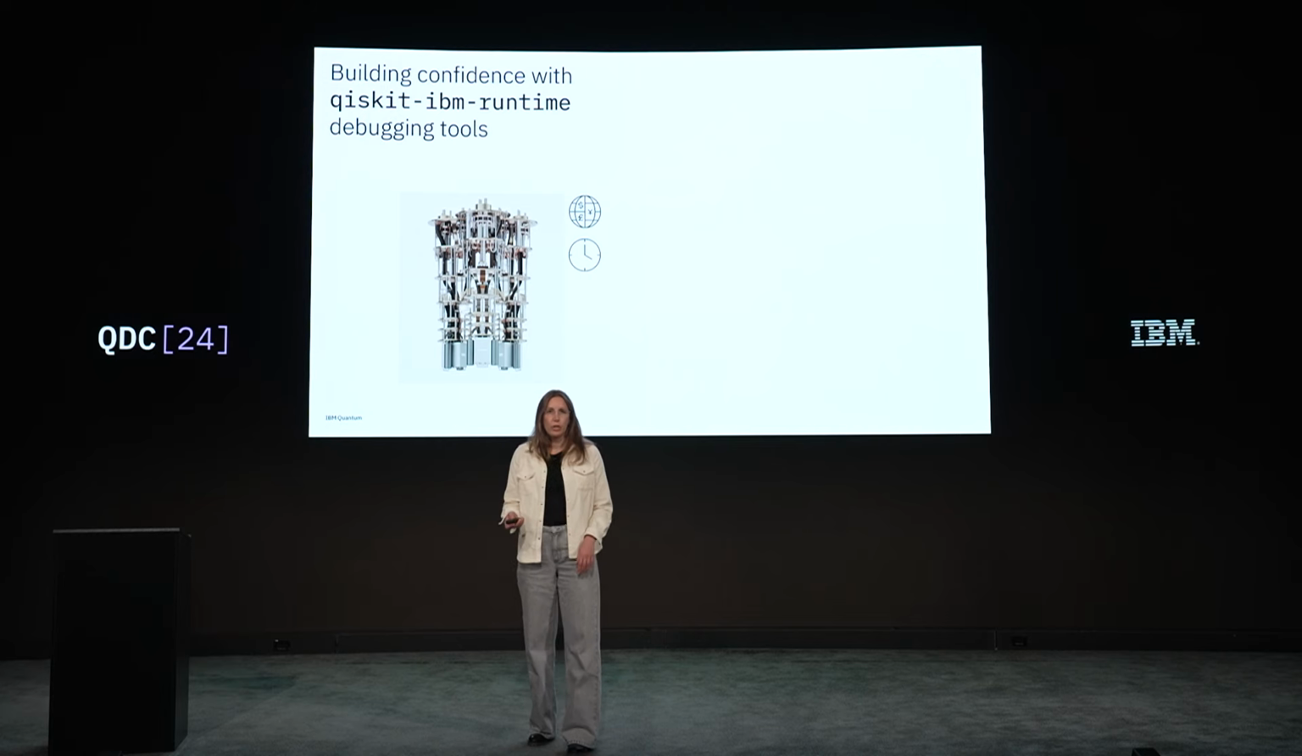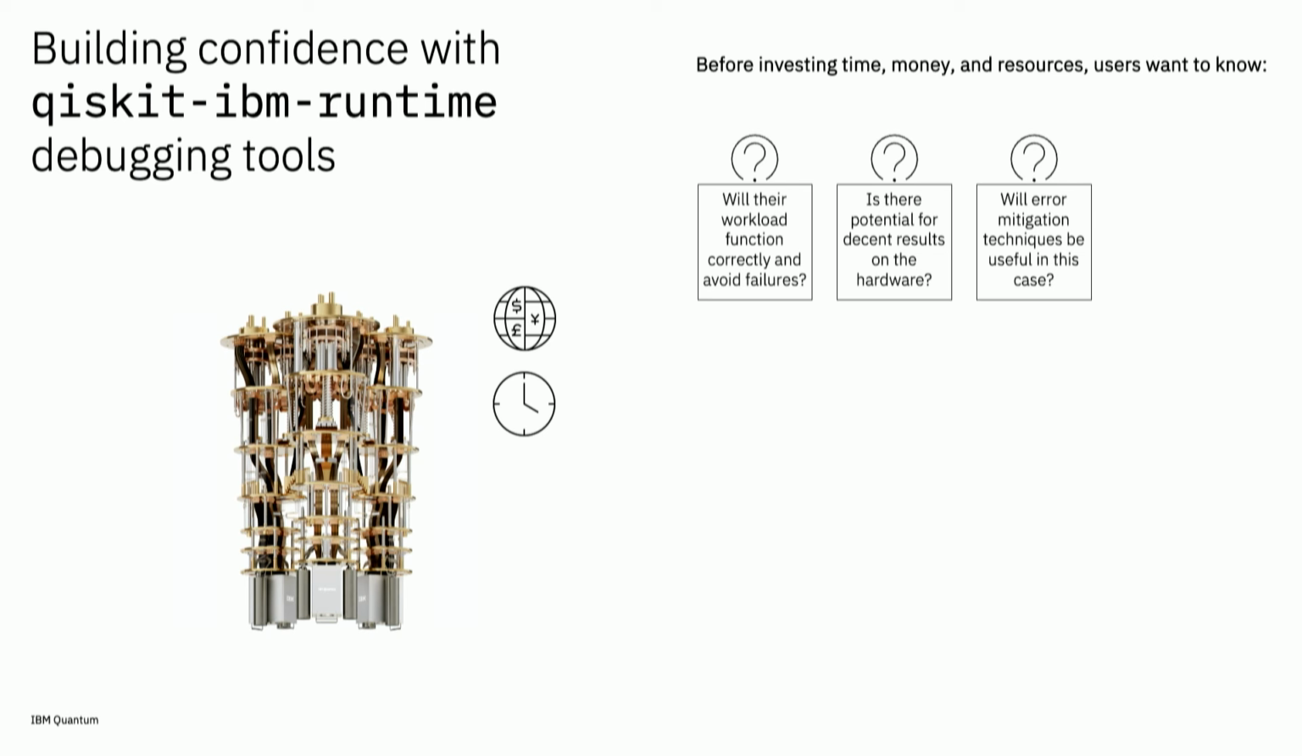So before sending your jobs to Qiskit runtime, you probably have many questions, and you don't want to spend time, money, and resources without knowing a few things. You probably wonder, did I set up my workload correctly? Did I set up my pre-processing and my post-processing correctly? Do I have a bug? Did I miss a step? You might also wonder, is there a chance I will get decent results on this QPU? Should I turn on error mitigation? If so, which technique should I use? Which settings? And many other questions you might have. But the answer to all these questions that will save you time and money is local testing.